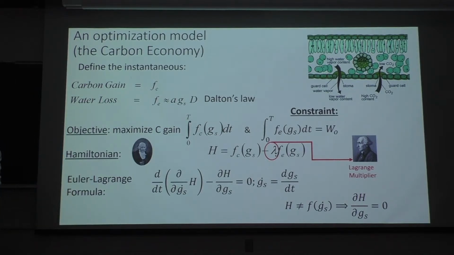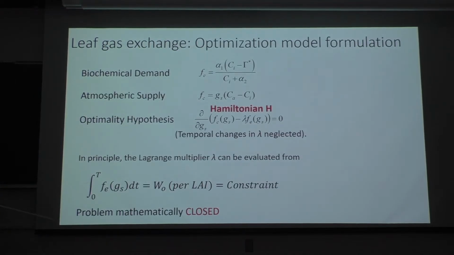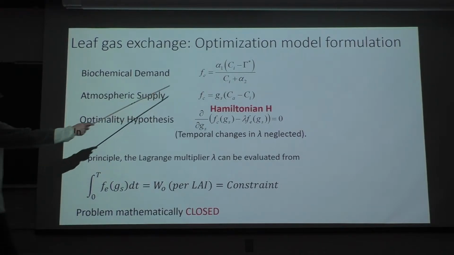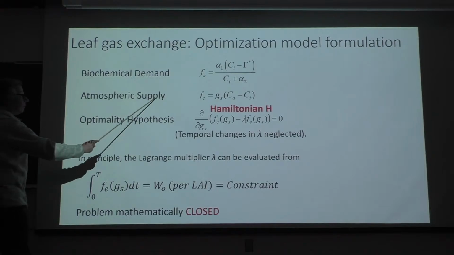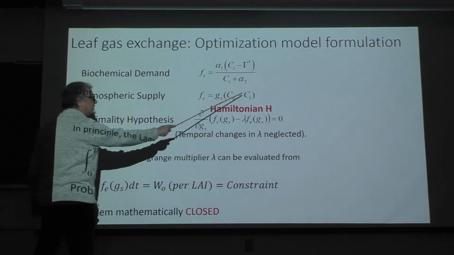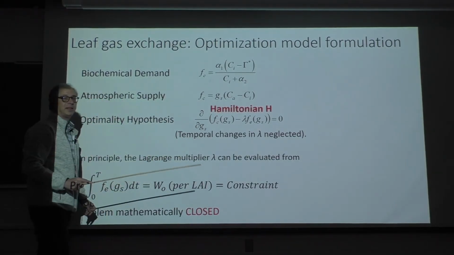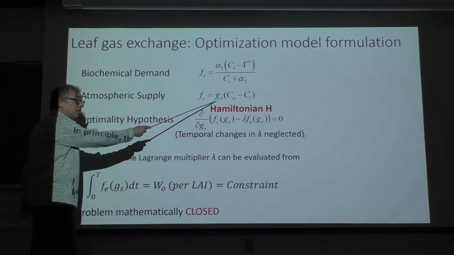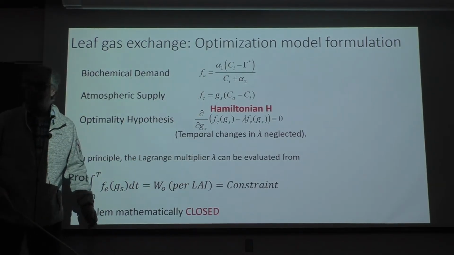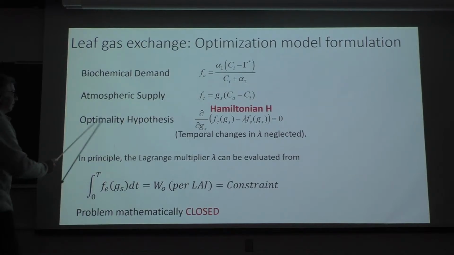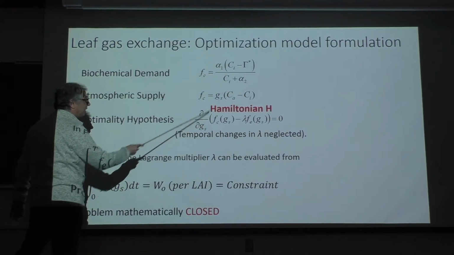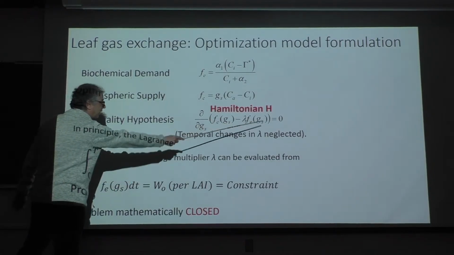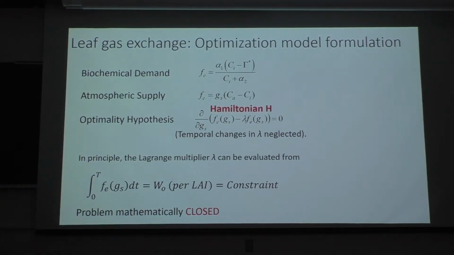So with that, now we revisit the same problem one more time. We have a biochemical demand that links photosynthesis to internal CO2 concentration. We have an atmospheric supply that links photosynthesis to internal CO2 concentration. But that's a fake additional equation because it's introducing one more unknown, the stomatal conductance. Well, now we have an optimality hypothesis that says the rate of change of the Hamiltonian with respect to the control variable, stomatal conductance, has to be zero.